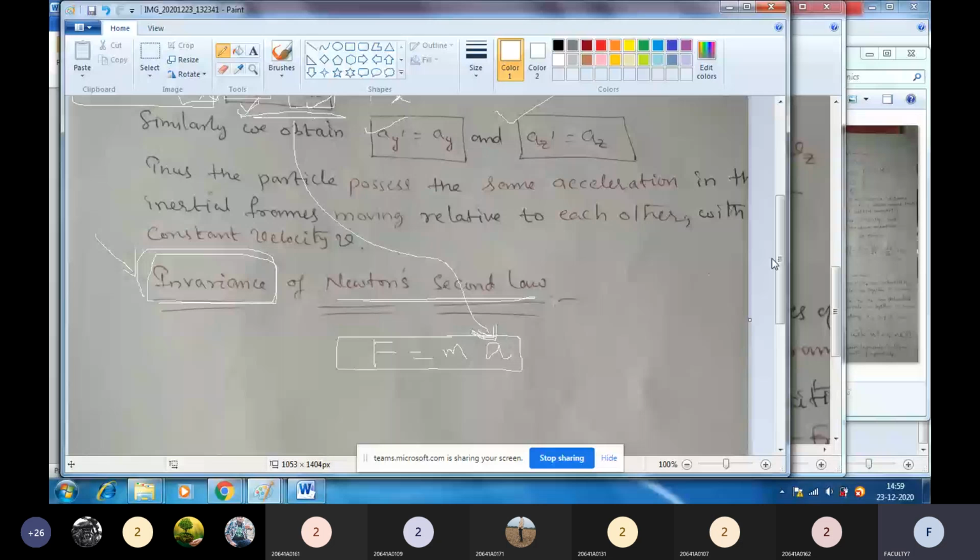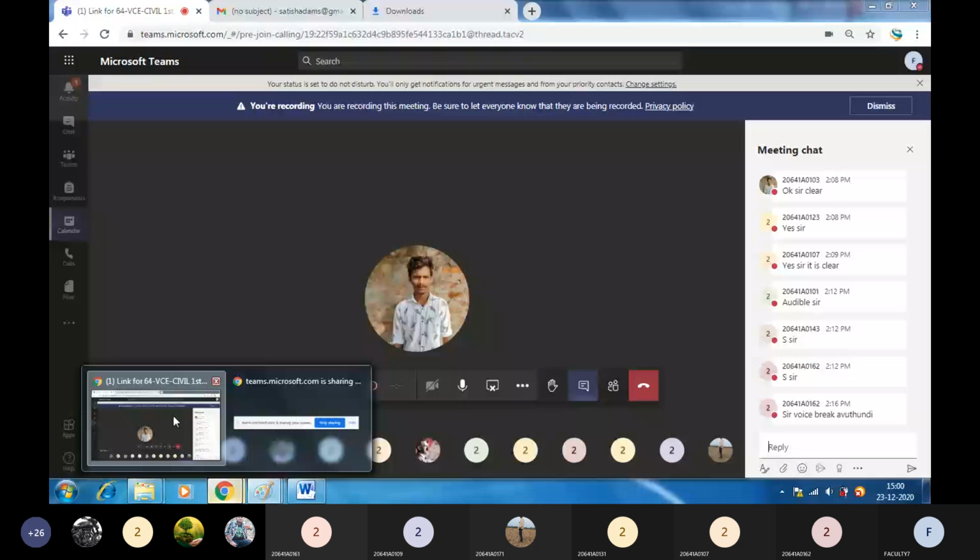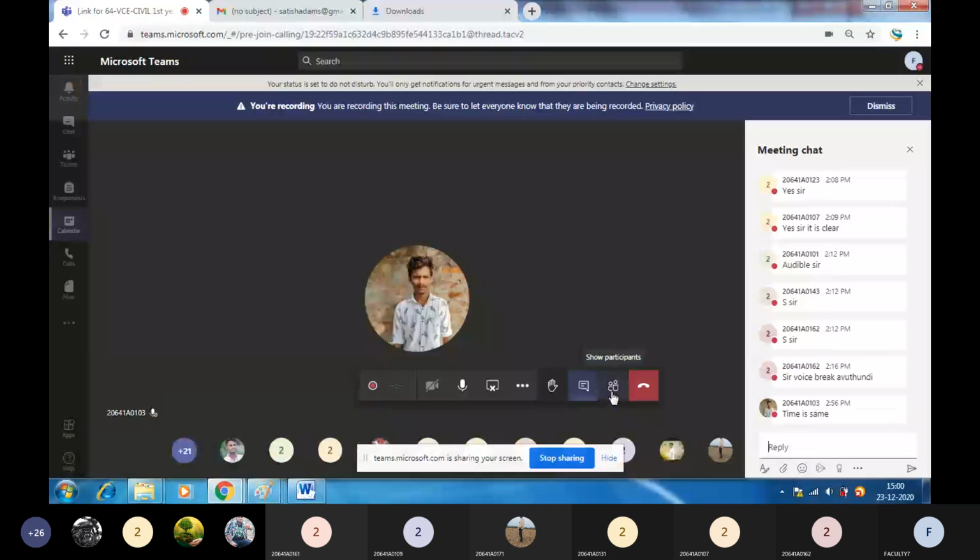Now if you are having any doubts, you can raise your hands so that I can unmute you. So time is the same. That's what I mentioned. Time is the same means we are referring to the same event from both the frames at the same time.